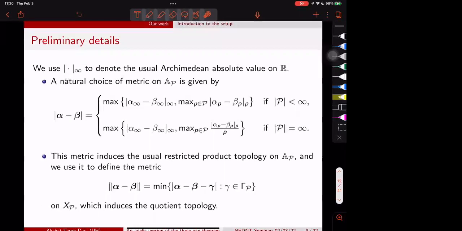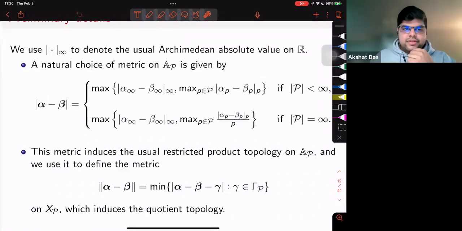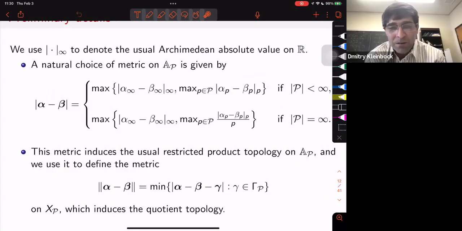So why don't you use the second metric also in the first case? Oh yeah, it does. It's equivalent. Of course, it will be equivalent in that particular case. I'm just curious what happens if you don't divide by P, but we can.